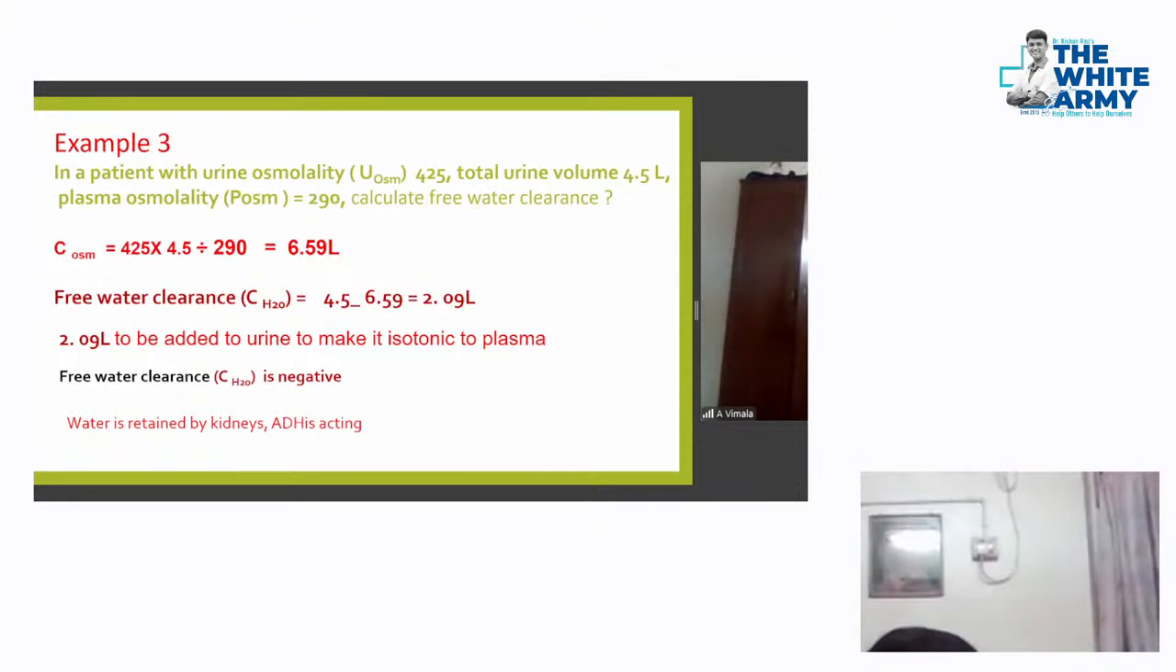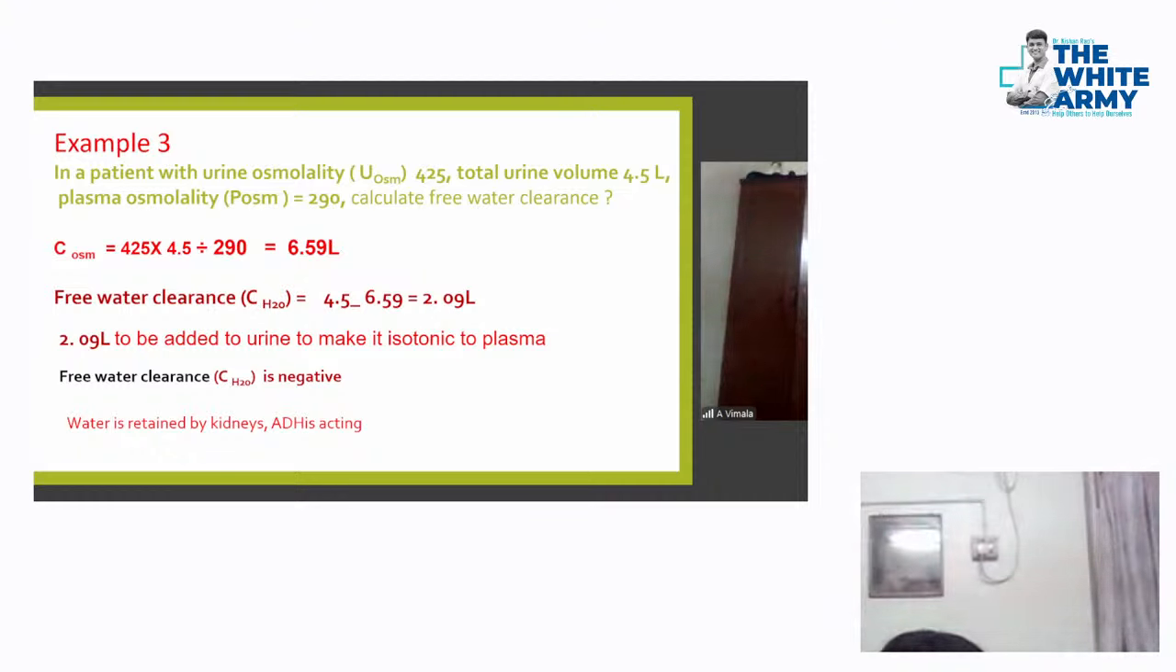So in this example, we can see the urine osmolality is 425, the total urine volume is 4.5 liters, and the plasma osmolality is 290. That means the urine osmolality is much higher than the plasma osmolality. Again, that indicates the urine contains less water than what is required to excrete the osmotic load. That is why the urine is concentrated, the osmotic load is high, and the osmolality is high at 425. The osmolar clearance should have been 6.59 liters.